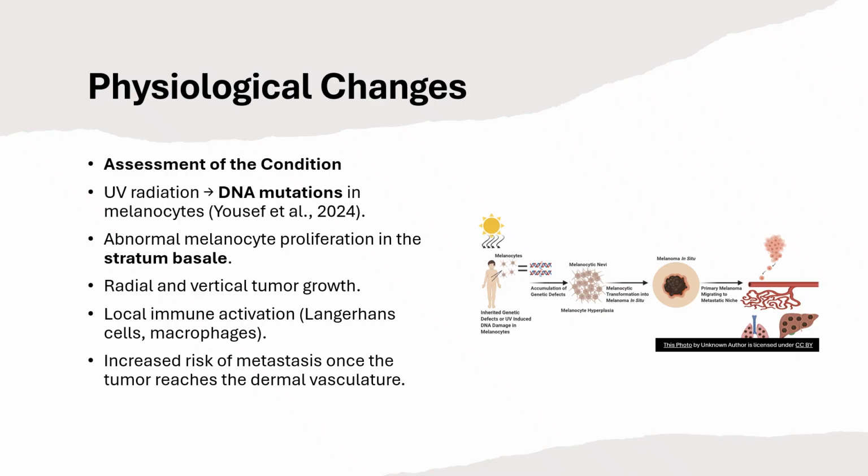Melanoma begins when UV radiation causes DNA mutations in melanocytes located in the stratum basale. These damaged cells start to proliferate abnormally. The tumor grows both radially across the epidermis and vertically downward toward the dermis. As this happens, the immune system responds, and cells like Langerhans cells and macrophages become activated. Once the melanoma reaches the dermal blood vessels, the risk of metastases increases significantly.